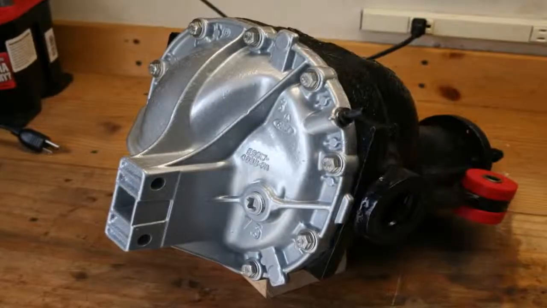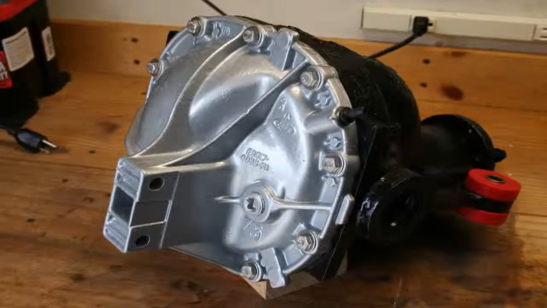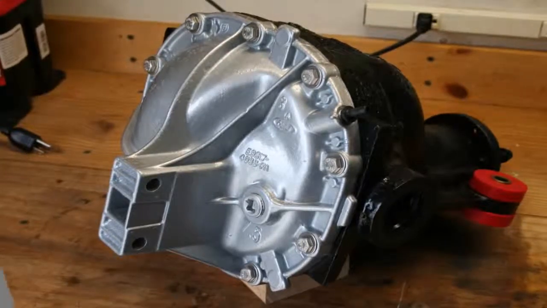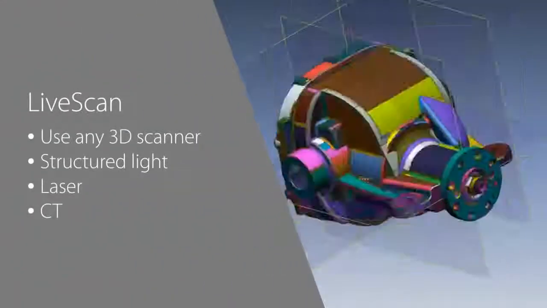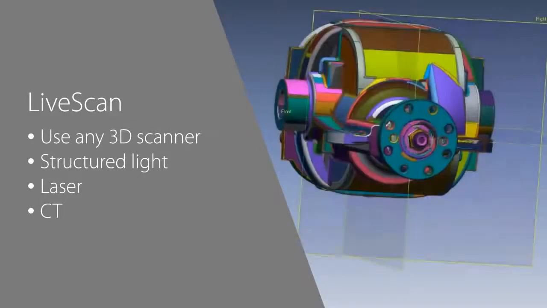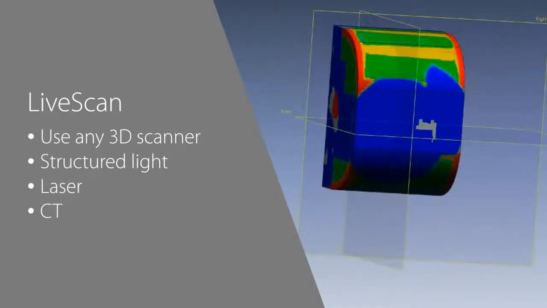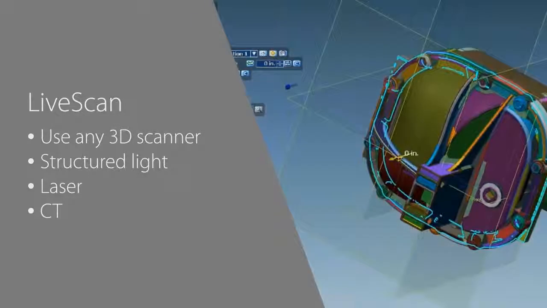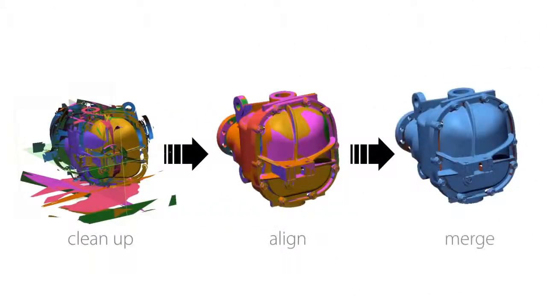We'll use Design X to design a new housing for this differential. The original differential was 3D scanned directly into Design X using the Live Scan feature. 3D Systems is partnered with many 3D scanner makers so that you can scan directly into Design X. You can also import point cloud and mesh data from any 3D scanner, including structured light, laser, and even CT scanners. Our legendary mesh editing tools are built in, enabling us to clean up, align, and merge the scans into a single object with ease.